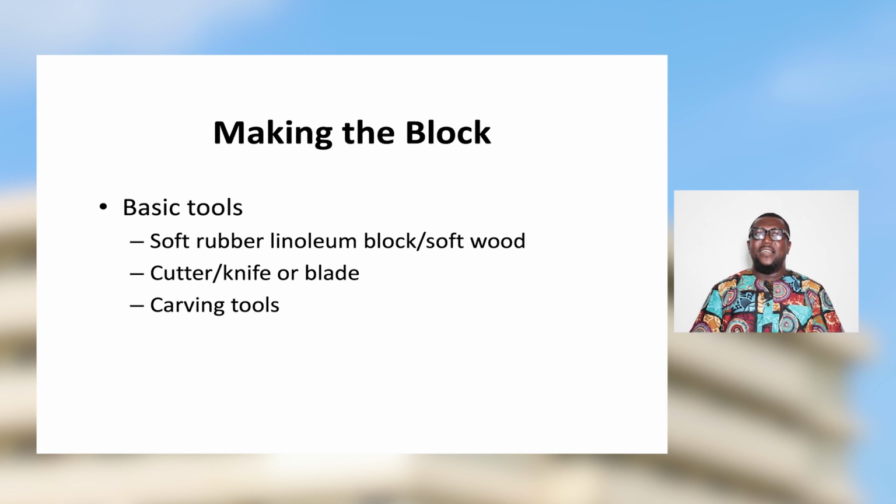So basically, let's now look at the basic block and how you can make it. So the basic tools that you can use: you can have your soft rubber or your soft wood, which is basically something that you can access within the community. You can have your cutter or your knife or your blade. Then you can have your carving tool.